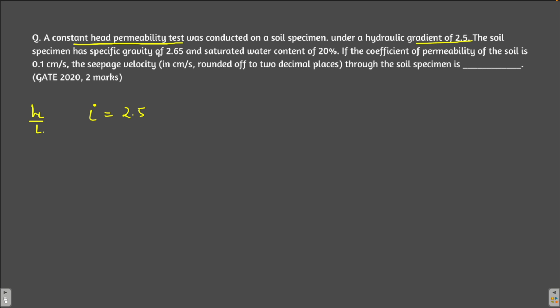The soil specimen has a specific gravity of 2.65, and the saturated water content of 20%. So what is the water content? W is equal to 20%. Okay. The coefficient of permeability of the soil is 0.1 centimeter per second. The seepage velocity in centimeter per second, rounded off to 2 decimal places, through the soil specimen is. So we have to find out what is seepage velocity.